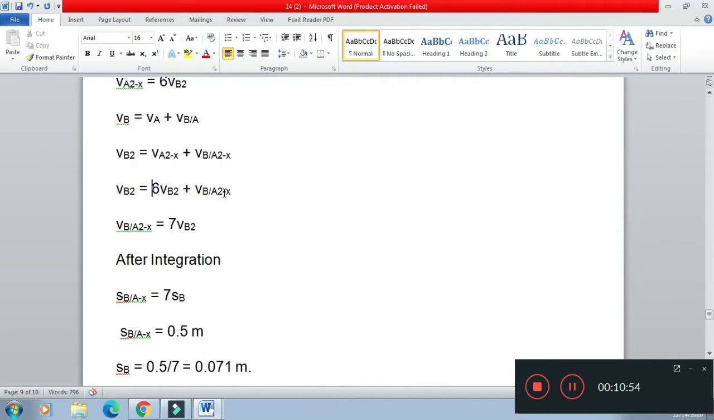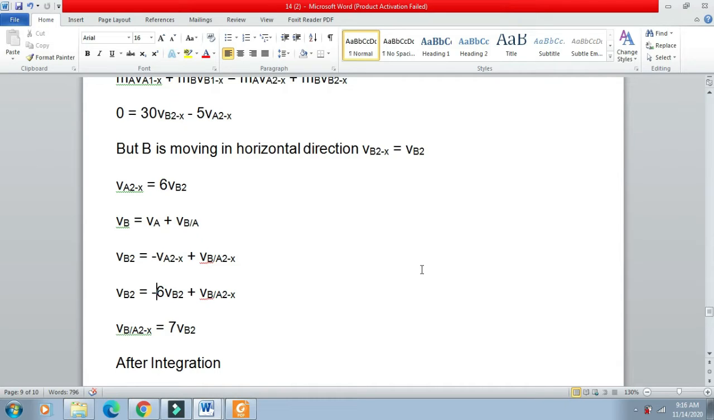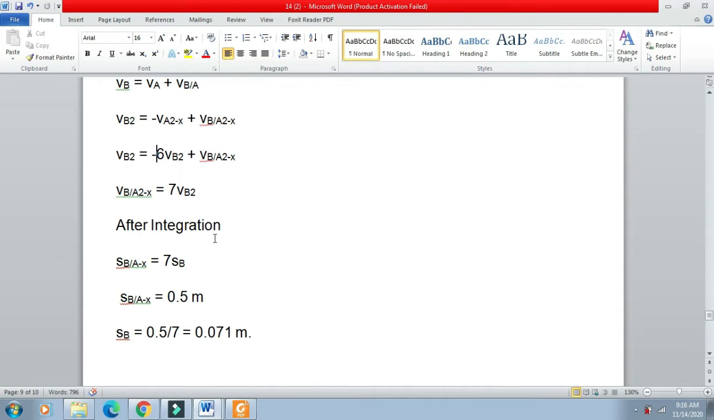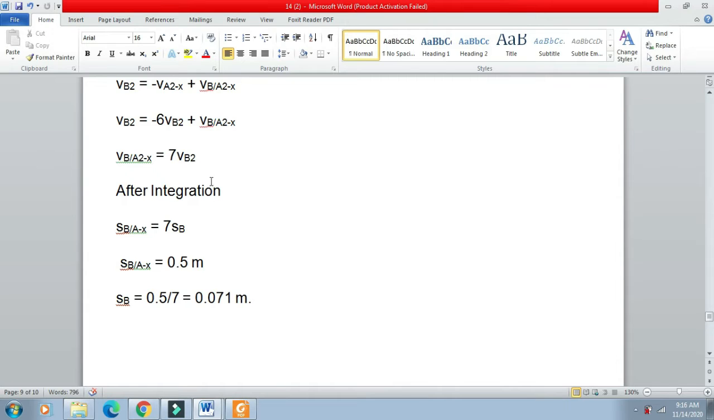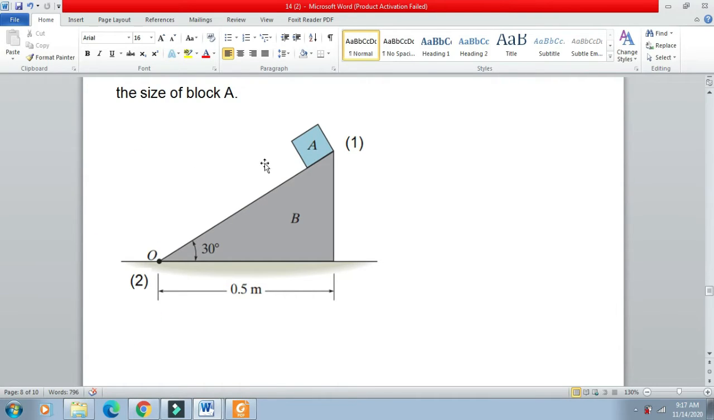So by solving these two equations, velocity of A is in the negative direction, so we include a negative sign, and after calculation the velocity of B with respect to A in x direction is 7 times the velocity of B at instant 2. After integration we get the position relation. So the distance covered by B with respect to A in x direction will be equal to 7 times the distance covered by block B. So we can write the distance covered by B with respect to A.